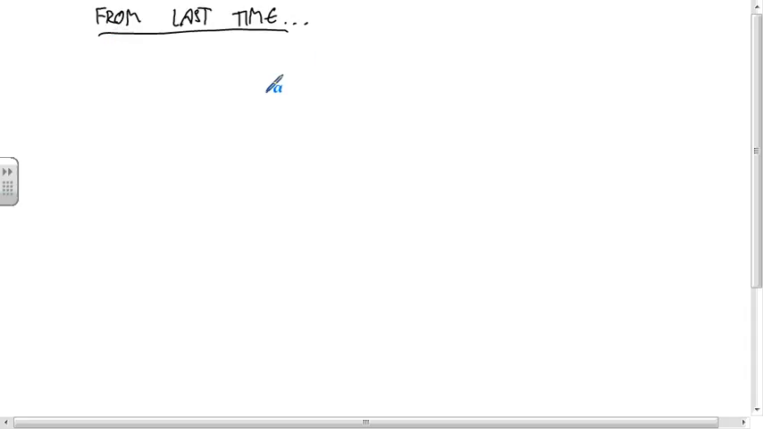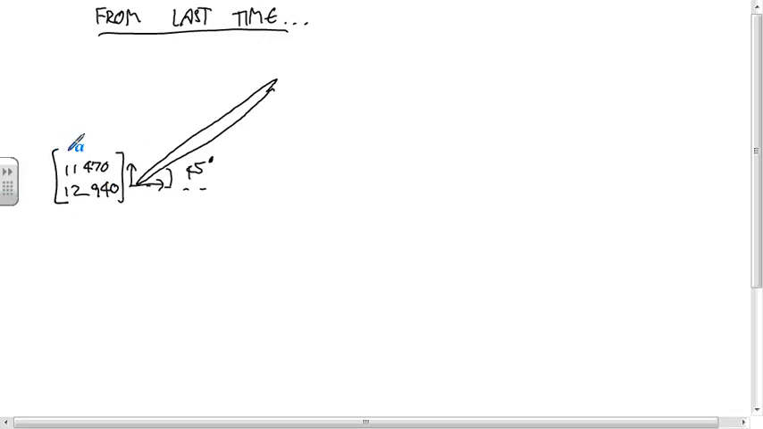So we have this member with an angle of 45 degrees from the horizontal. There is a force vector at this end of 11,470, 12,940. Then there's the distributed load of the weight. These are newtons. I'm just going to put that in to be clear about what's what.